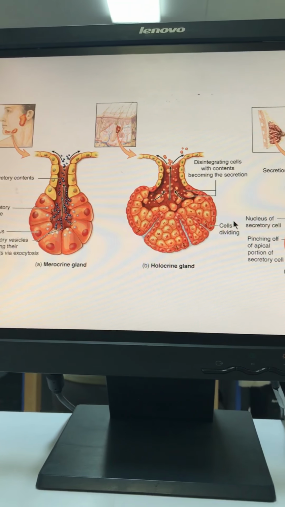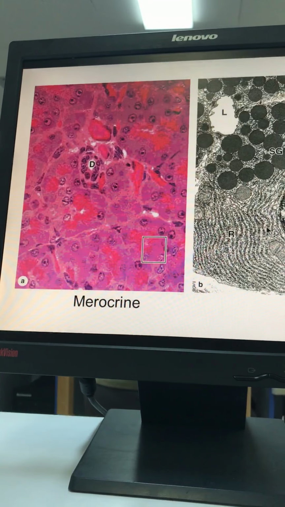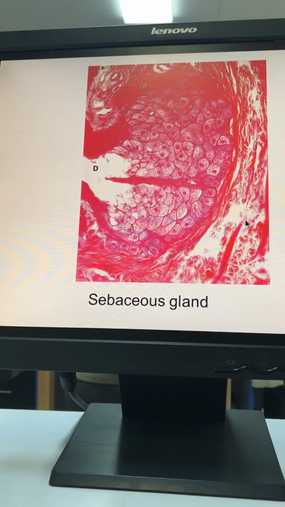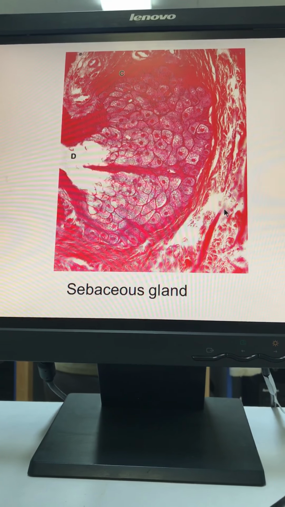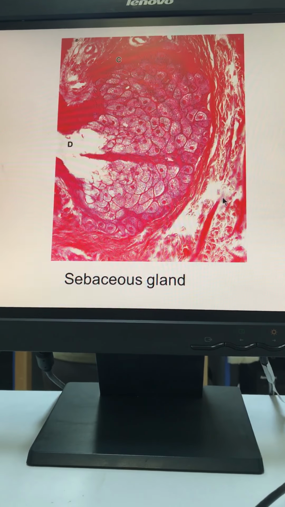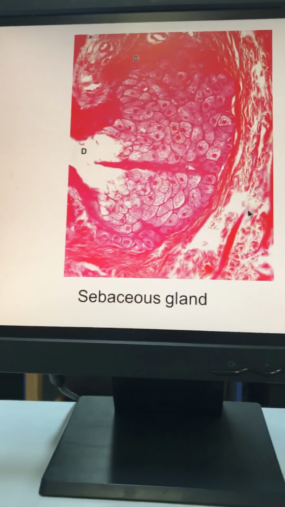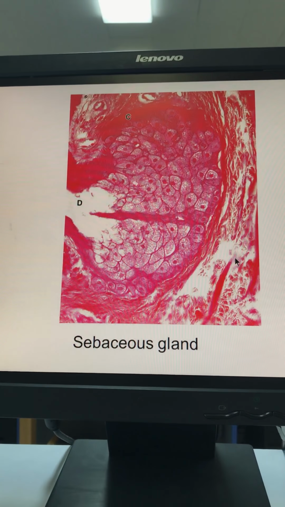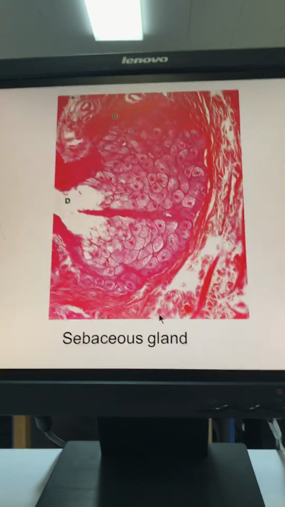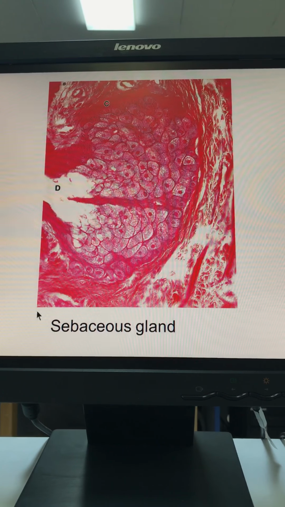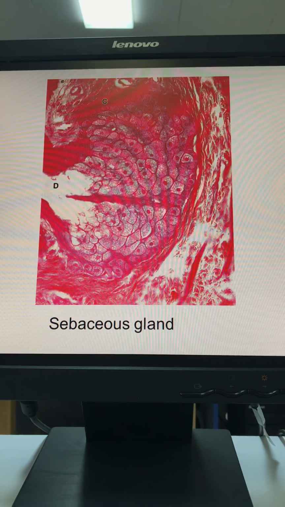Okay, this is a sebaceous gland. We said that most of the glands, or all glands in general in the human body, are composed of a simple type of epithelium, with one exception, which is the one we have here in the field, the sebaceous gland, located within the skin.